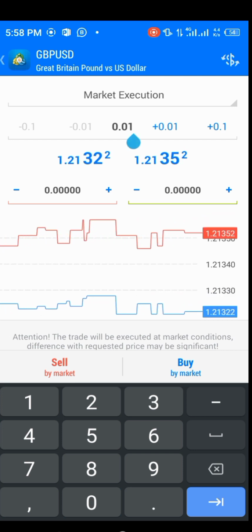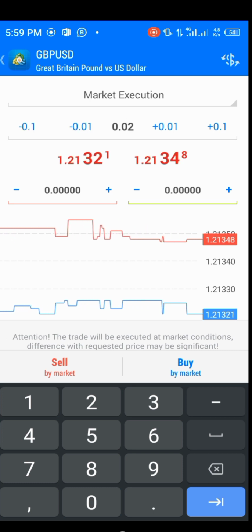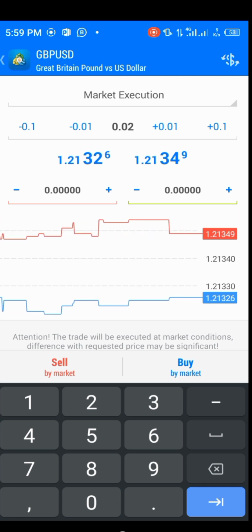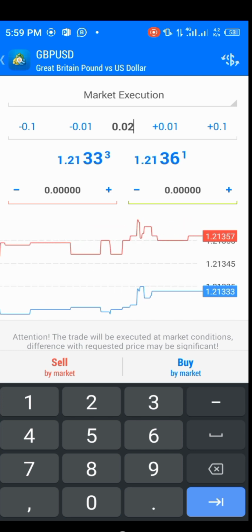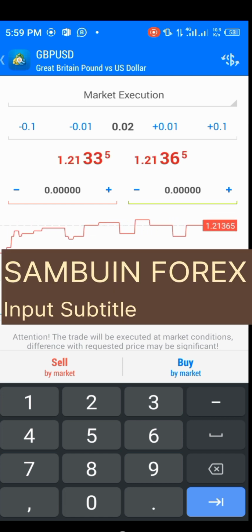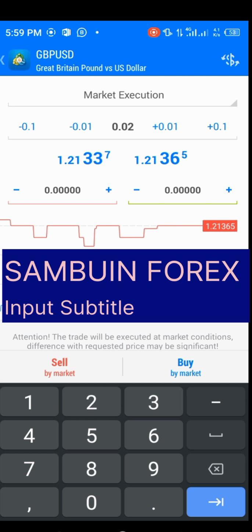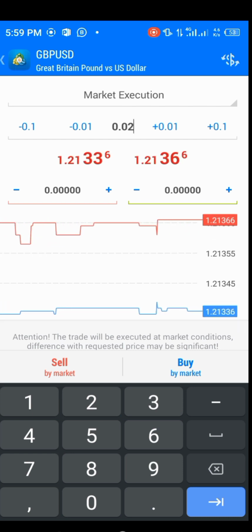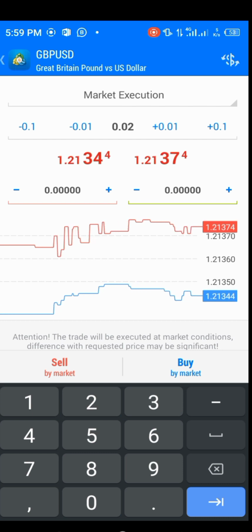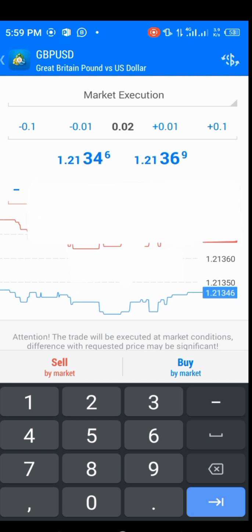You can equally change the lot size from 0.01 to 0.02. So it means that if you change the lot size from 0.01 to 0.02, what you'll be experiencing here will be twice what was happening with the lot size of 0.01. For instance, for 0.02, if the market moves by 100 pips, I am making a profit of $20 if it was in my direction, and a loss of $20 if it is against my direction. And if it moves by 1,000 pips, I will make a profit of $200 if it is in my direction that I predicted, and I also make a loss of $200 if it is against my direction.